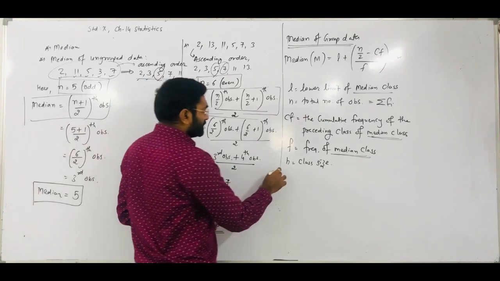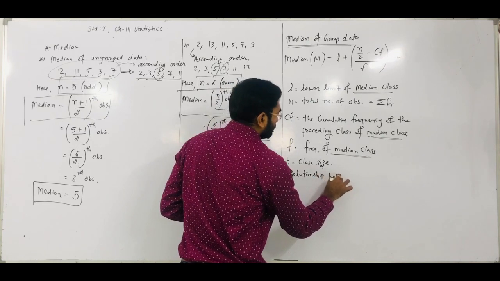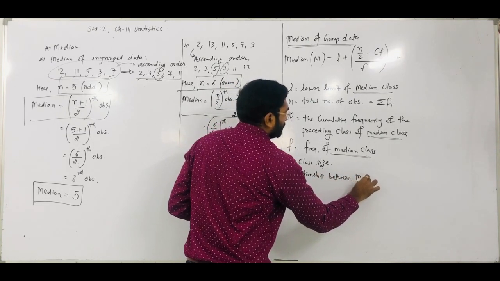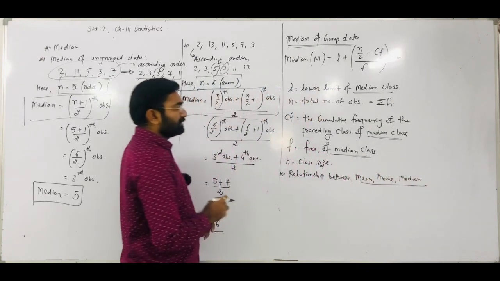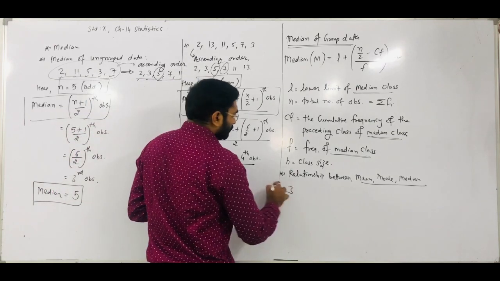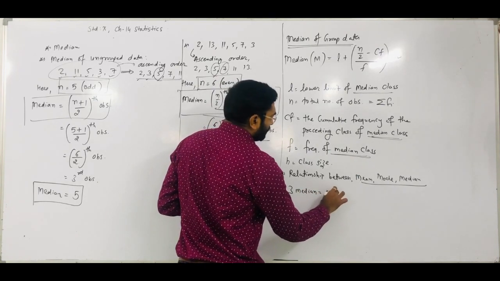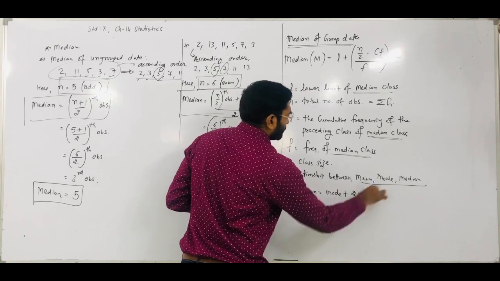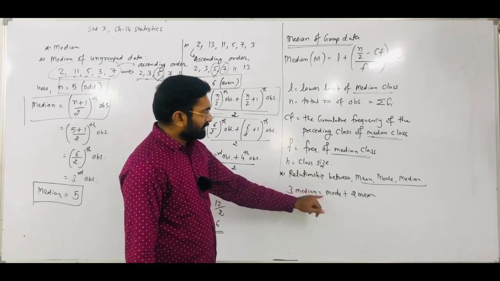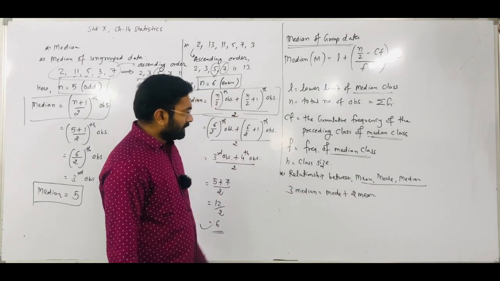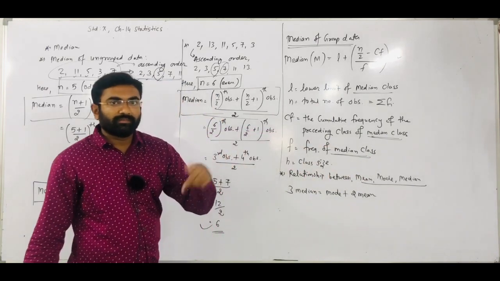Another thing is the relationship between mean, mode and median. There is a formula for that, which you have to remember: 3 times median is equal to mode plus 2 times mean. In your examination, out of these 3 values, median, mode and mean, they give any 2 values and the remaining value we have to find out.